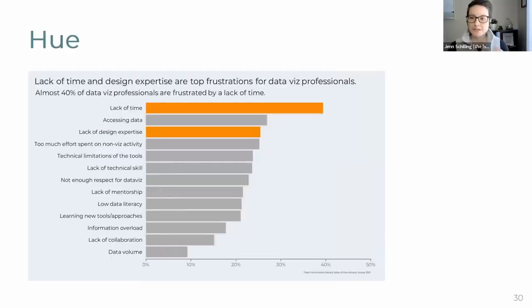Now, this is a different data set, but this is taken from the Data Visualization Society survey, and it's a question about what are frustrations for data viz professionals. And in this case, I'm using orange or hue to highlight the information that I want people to focus on. So I want people to focus on the lack of time and lack of design expertise are top frustrations. I've shown all of the frustrations, but those are the two responses that I want to focus on.